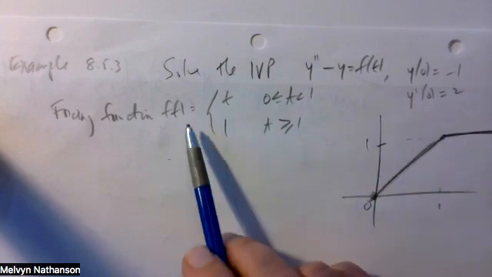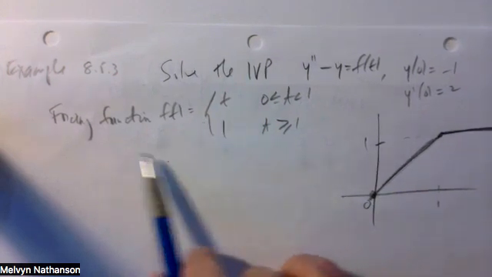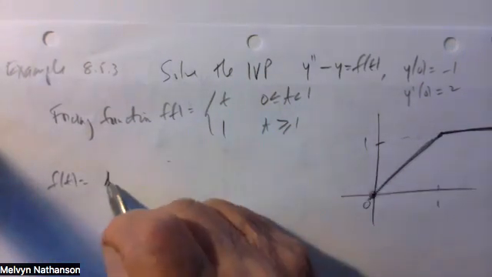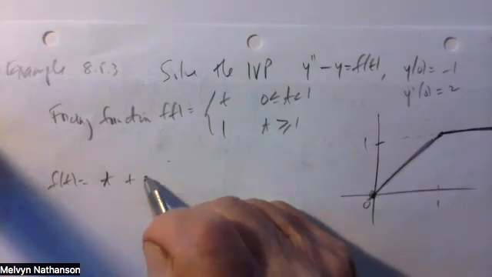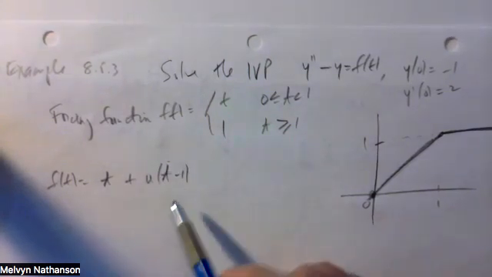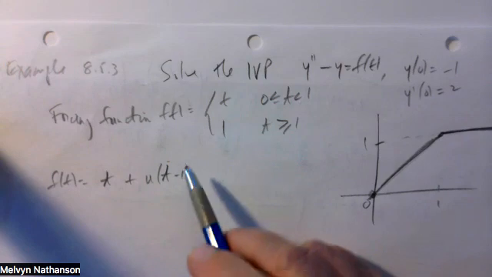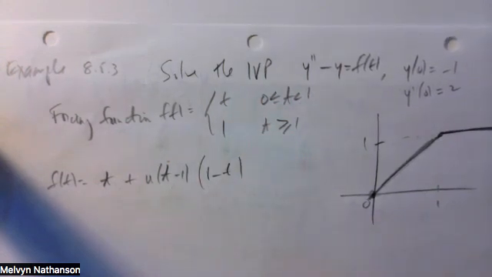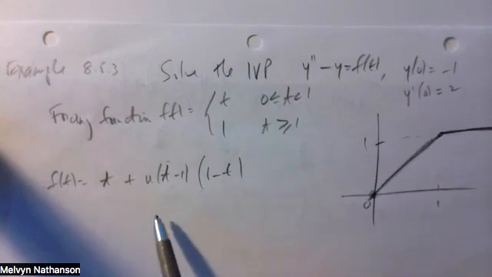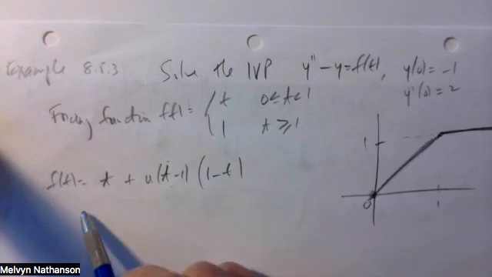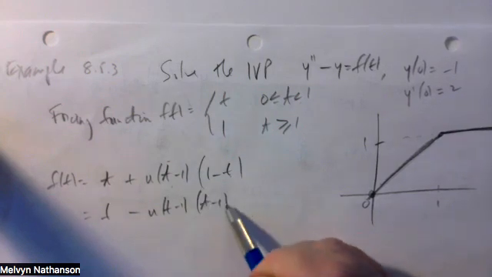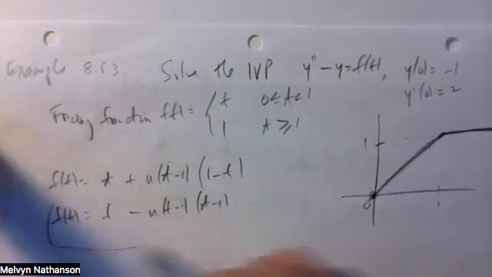Now, if we wanted to write the function f as one expression, f of t would be equal to t from 0 to 1 plus u of t minus 1. So once t is greater than or equal to 1, this is 1, and I want to make this 1 minus t. Or if you want to have this as a plus t, this is t minus u of t minus 1, t minus 1. This is the same thing.